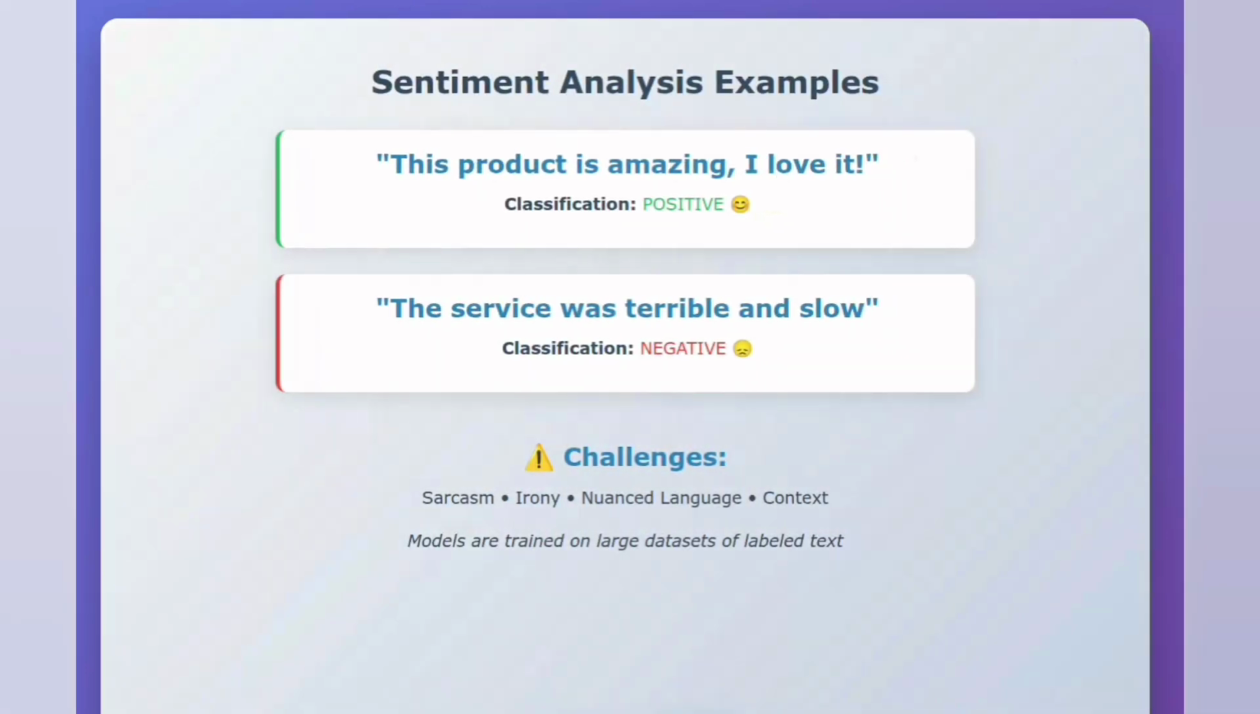For example, a review saying, "This product is amazing, I love it," would be classified as positive. "The service was terrible and slow" would be negative. Challenges include sarcasm, irony, and nuanced language. Models are trained on large datasets of text labeled with their sentiment.